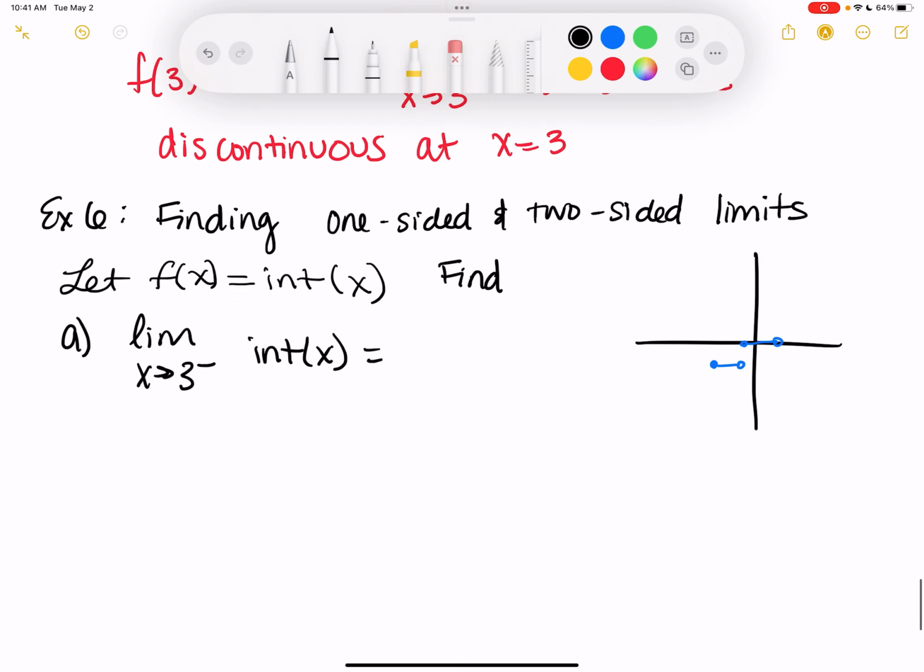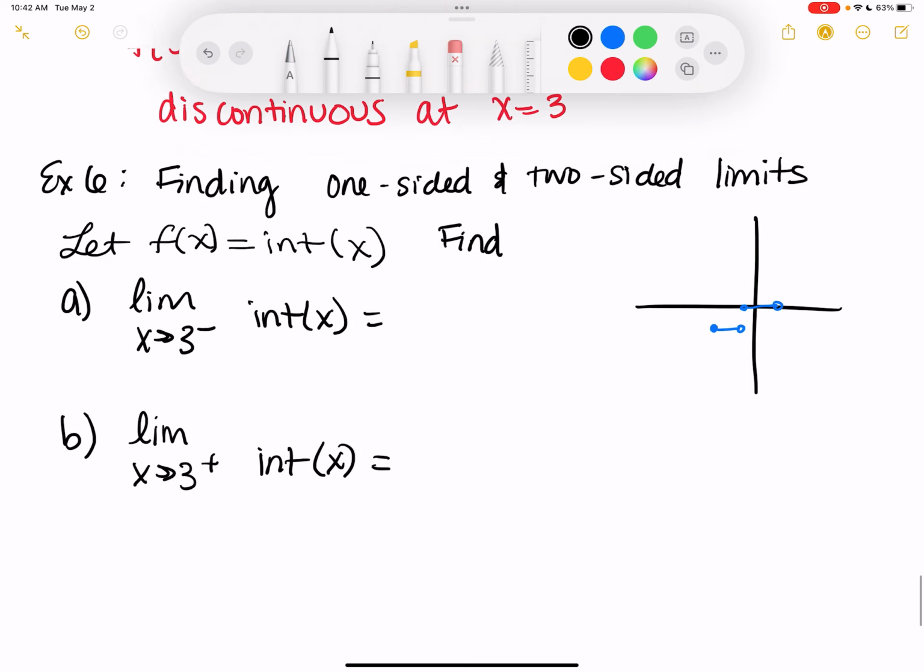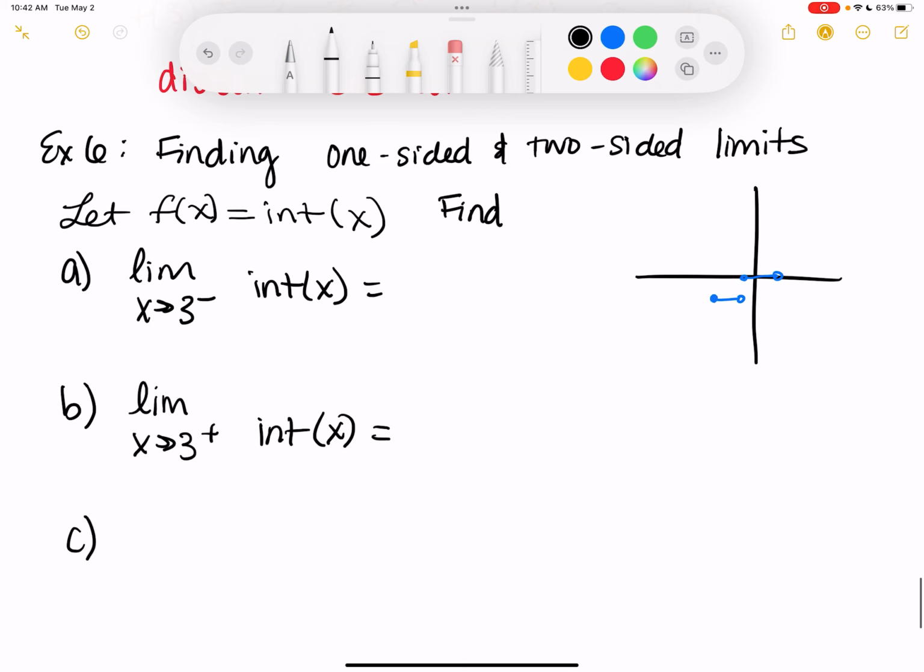is equal to the limit as x approaches 3 from the right of int of x is equal to, and then we need the limit as x approaches 3 of int of x.